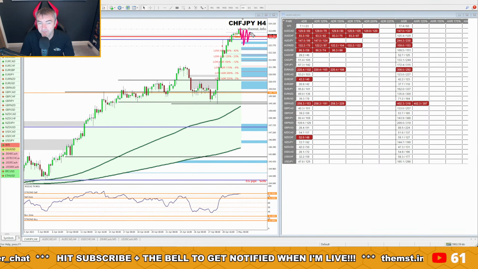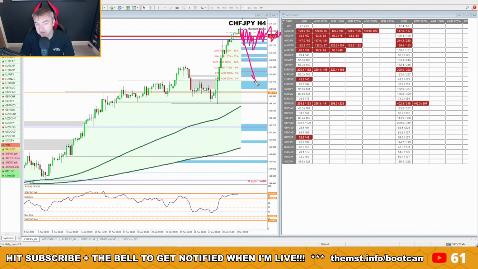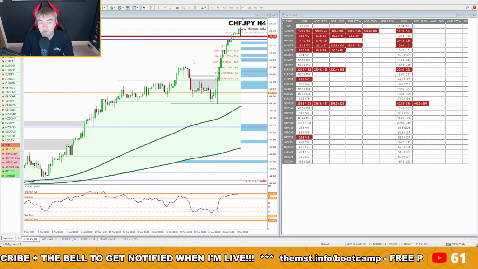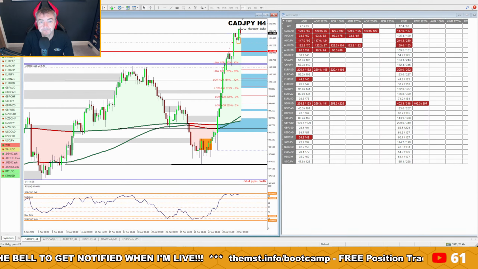What we might get is just a lot of that with the yen pairs, rather than getting what we would expect, which would be some strength to come through with the US dollar. So we'll have to wait and see. Very difficult to call the yen at the minute.